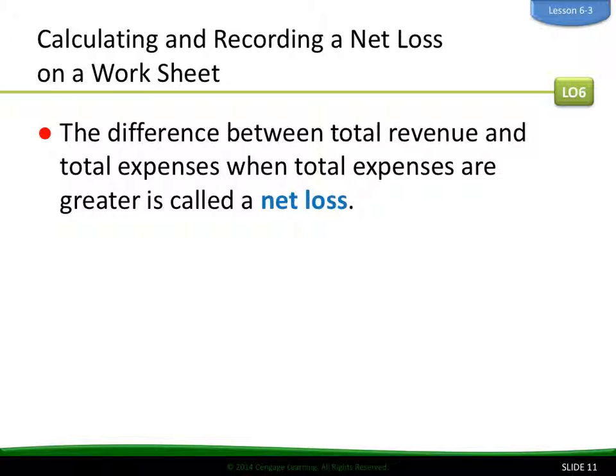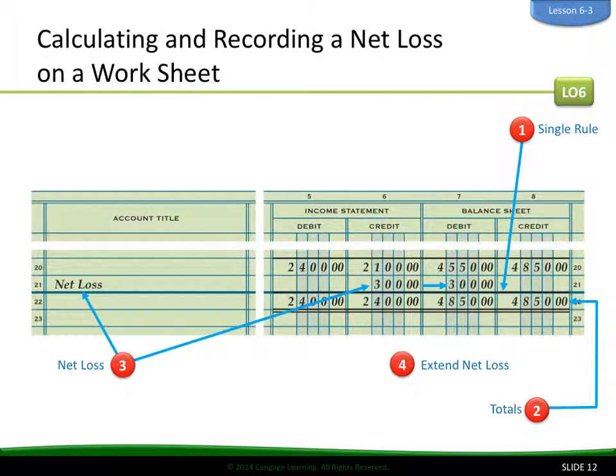Calculating and recording a net loss on a worksheet. The difference between total revenue and total expenses when total expenses are greater is called a net loss. Okay, so we have our net loss when we have our single rule. We have our totals. And we have our net loss. Okay, it goes here and here. We have our net loss, extend it over, and total everything down. Okay, we've lost money during this accounting period.